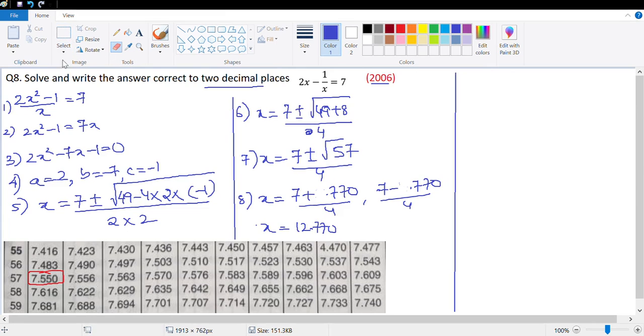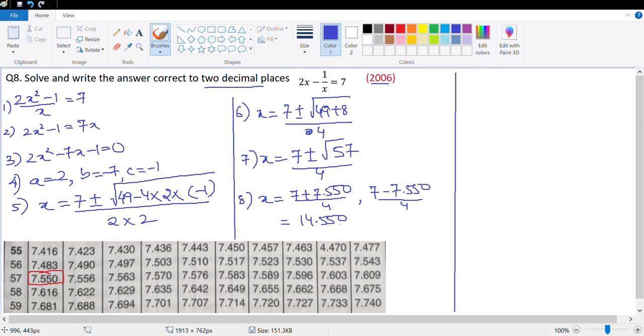Let me just erase this part. Okay, so this is 7 plus 7.550 upon 4, or 7 minus 7.550 upon 4. This is 7 plus 7.550, that's 14.550 upon 4, and 7 minus 7.550, that's negative 0.550 upon 4.